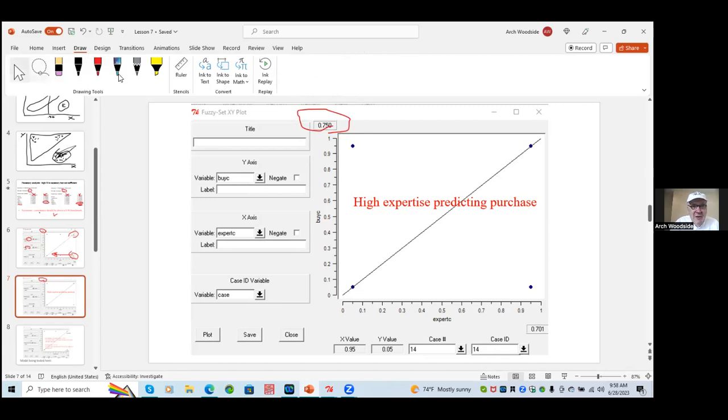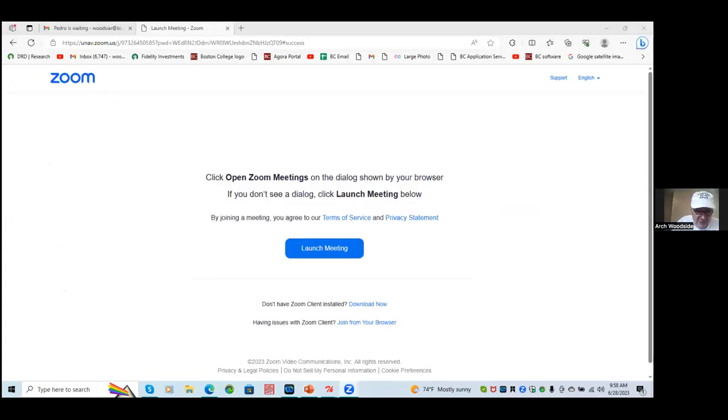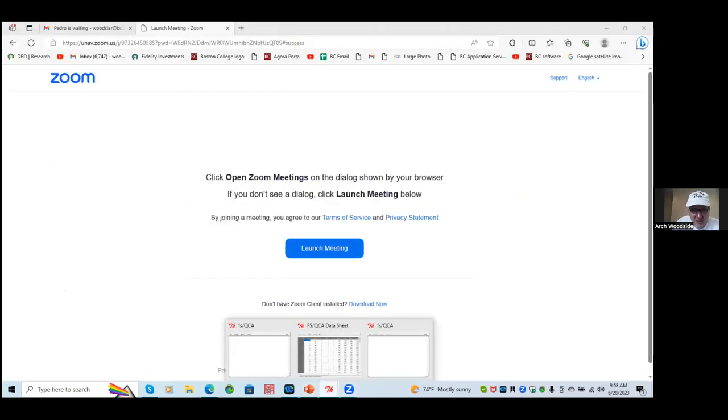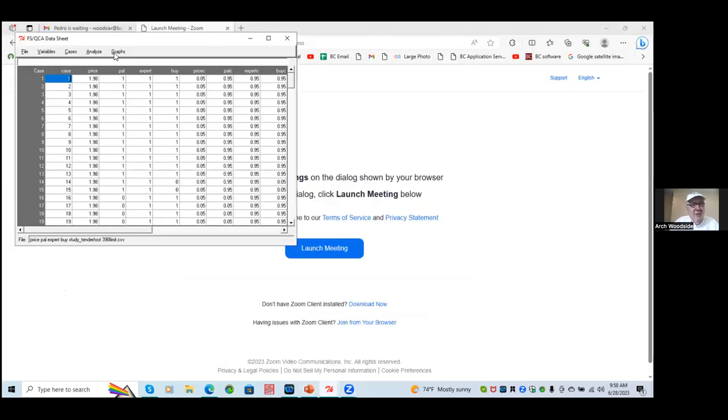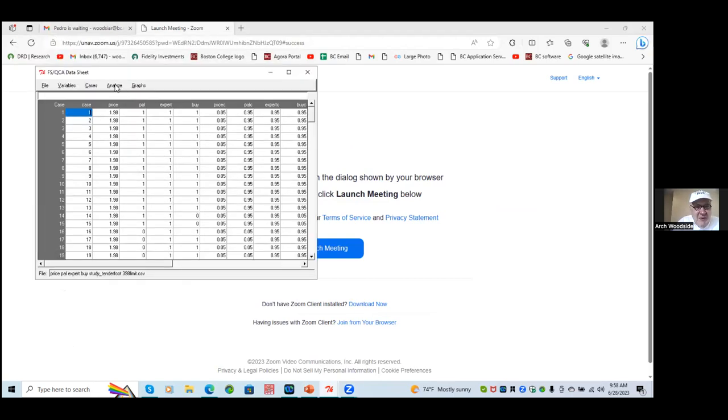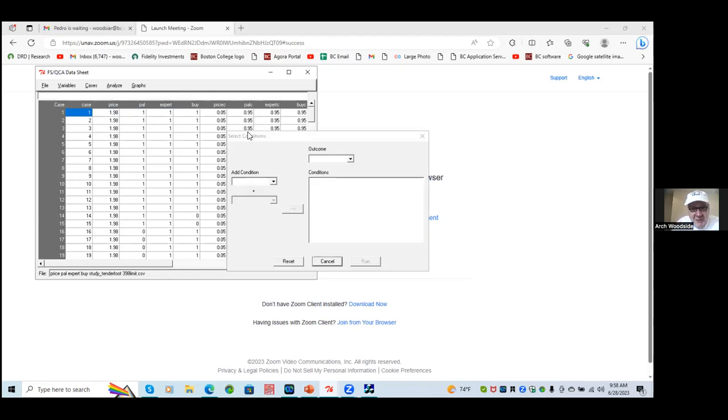So let's go ahead and take a look at the data and do the analysis here. All right, so this is what you want to do. You want to click on analysis. Pull up your data, and here's the data that we've been looking at, the 180 cases, and click on analysis. Click on necessary conditions, and that's going to bring up this information.